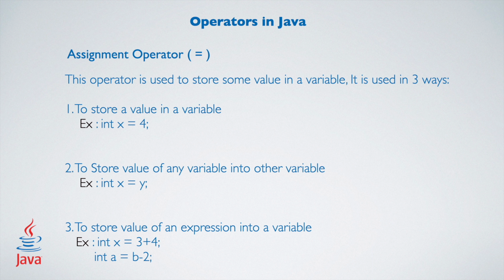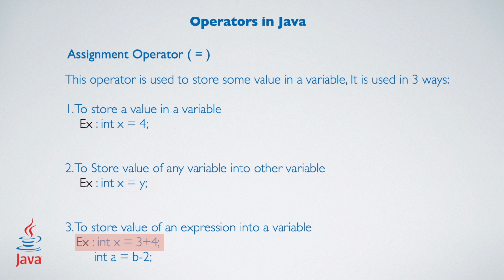First is to store a value in a variable. Here is an example, int x is equals to 4. So in this we are assigning 4 in variable x. Second is to store value of any variable into other variable. We have int x equals to y, where x and y are two variables and we are assigning y into x. Third is to store value of an expression into a variable.